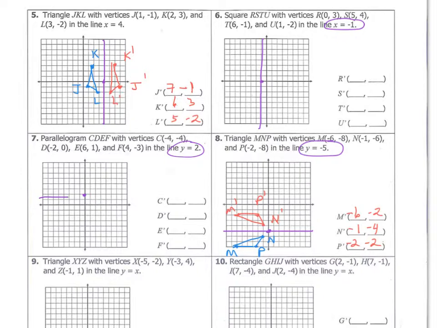Share your answers with those around you. See if they agree with what you did. Talk and show, talk and show. All right, so here's your lines. Vertical line through -1 for number 6, and a horizontal line through +2 for number 7. Are you good with that? Because if you can plot those lines, you should be fine.